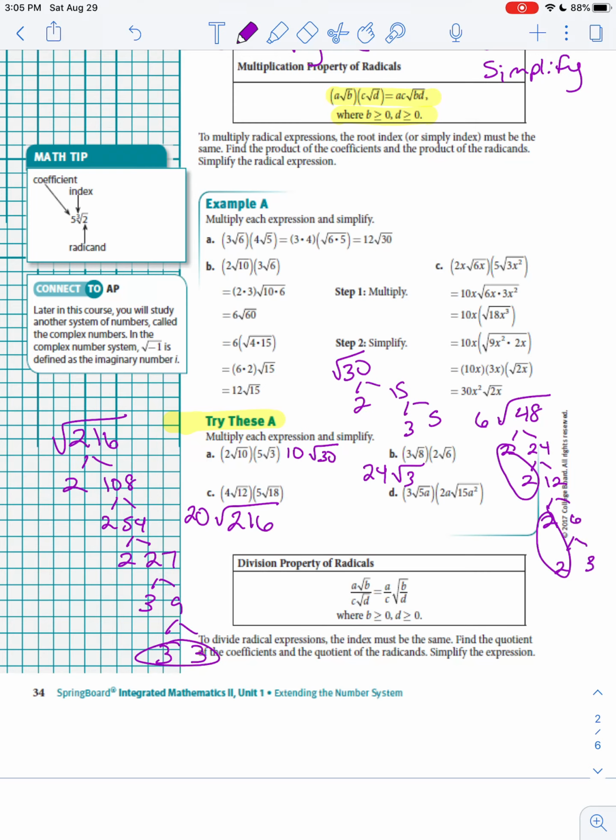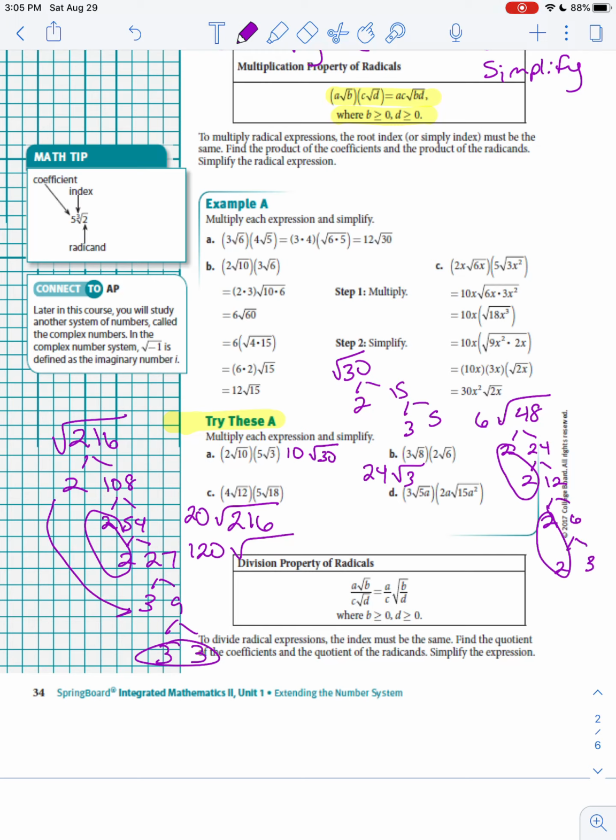All right, so I'm going to circle some primes. I see a pair of 3s. I see a pair of 2s. Okay, so those are going to come out and multiply by 20. So 3 times 2, which is 6, and 6 times 20 is going to be 120. So 120 on the outside.